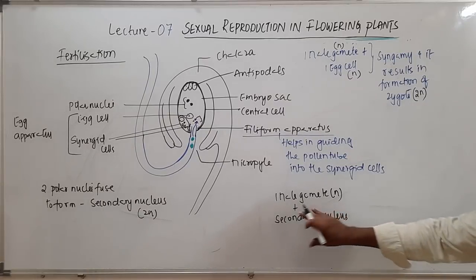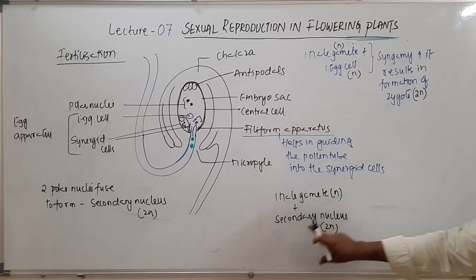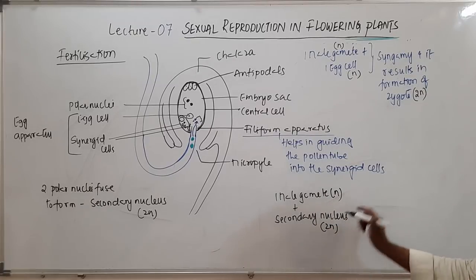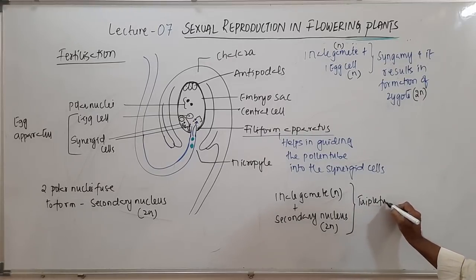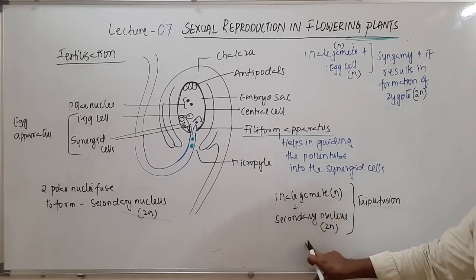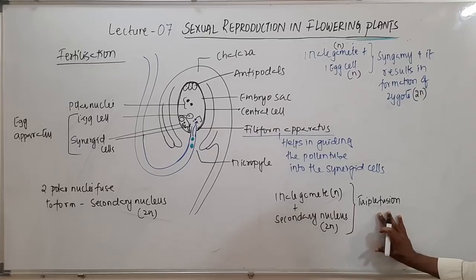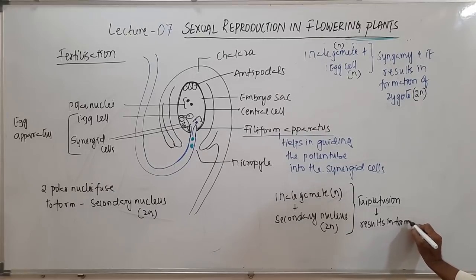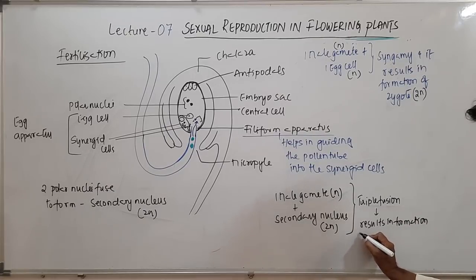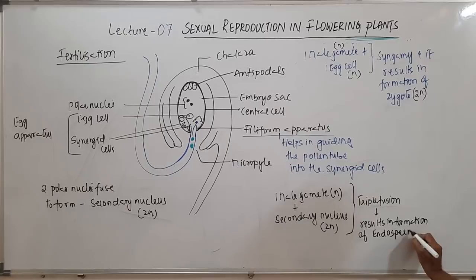So as a result, you will get a zygote which is diploid. Now the fusion of one male gamete, which is haploid, with the secondary nucleus, which is diploid, is called triple fusion. So there is a fusion of three nuclei, hence it's called triple fusion, and this triple fusion results in the formation of endosperm. So this endosperm is triploid. Hence I say in angiosperms the endosperm is triploid.